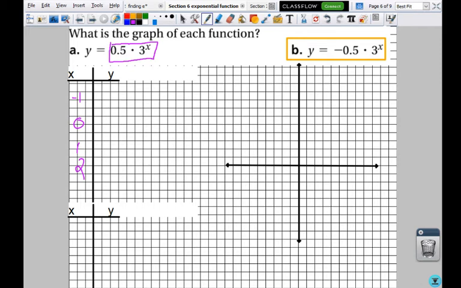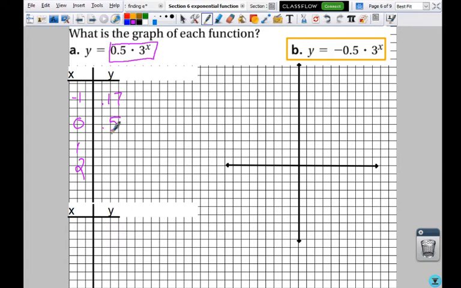That's pretty good. After I do that, my table's already set up. This is already x. This is already the -1, 0, 1, 2. I just changed this, and I have everything I need right here. So when I plug in -1, I get, let's round it, 0.17. 0 is 0.5. 1 is 1.5. 2 is 4.5. So let me go back to my table.